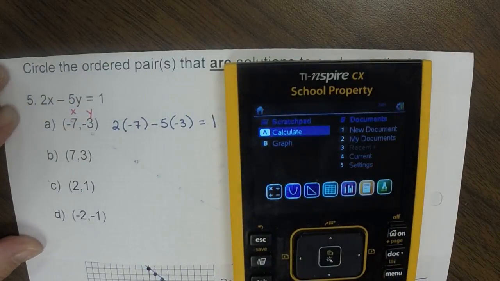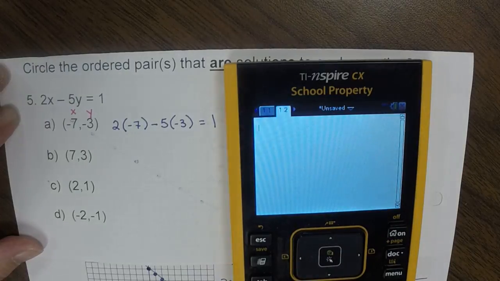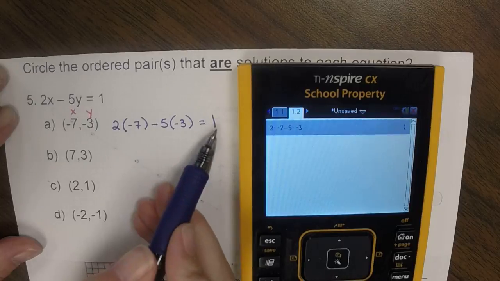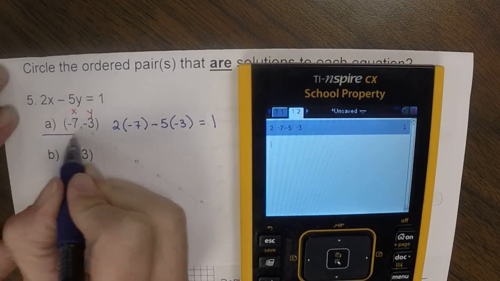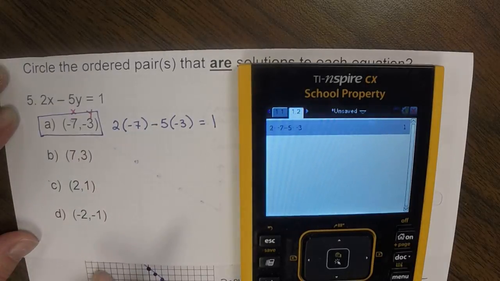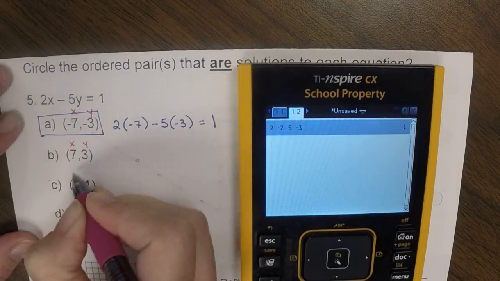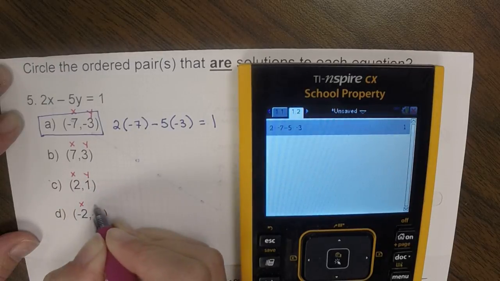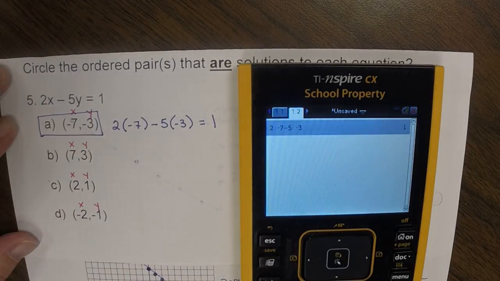So now I would be ready to type that into my calculator. So I would say 2 parentheses -7 close, minus 5 parentheses negative 3 close and press enter. And it says 1. Well, it's supposed to equal 1, and so I would say yes, this is a solution. Now, there's going to be more than one solution, so you need to go back through and check each point. So we would say x, y, x, y, x, y. Try each one, and I guarantee you there will be more than one solution.